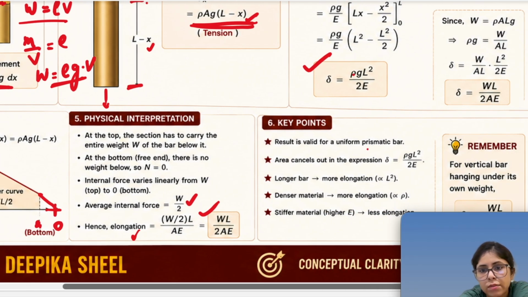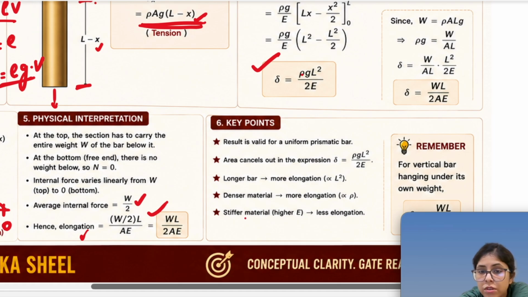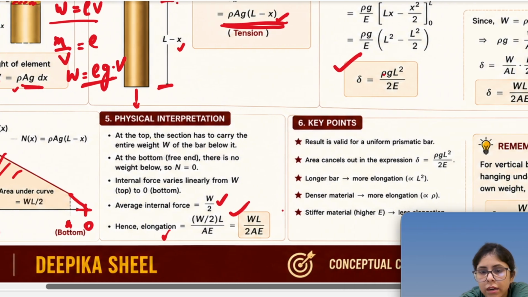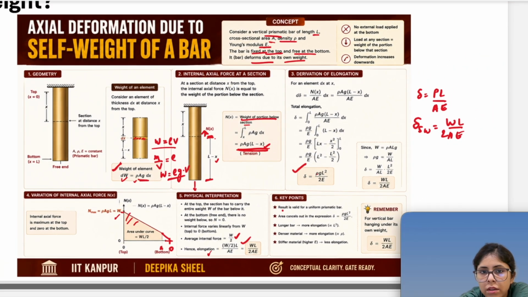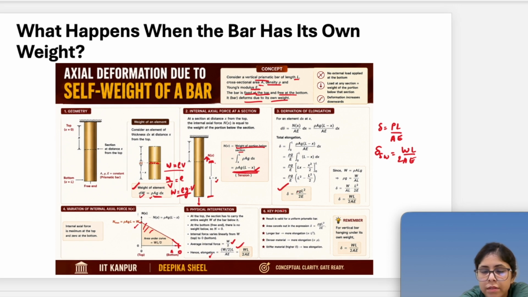So the result is valid for a uniform prismatic bar. The area cancels out in the expression. A longer bar gives more elongation, a denser medium gives more elongation, and a stiffer material gives less elongation. So for vertical bars hanging under their own weight, we have half WL upon AE, right? So this is what we should know about the self weight.